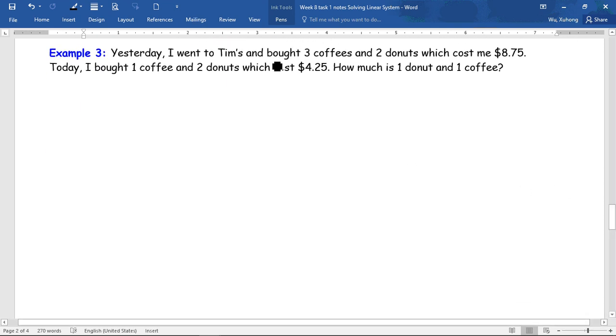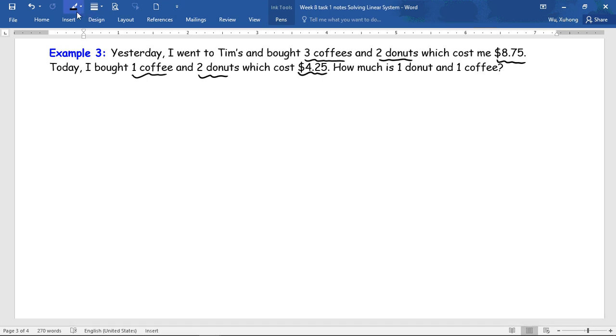Yesterday I went to Tim's and bought 3 coffees and 2 donuts, which cost me $8.75. Today I bought 1 coffee and 2 donuts, which cost $4.25. It asks you how much 1 donut and 1 coffee cost.